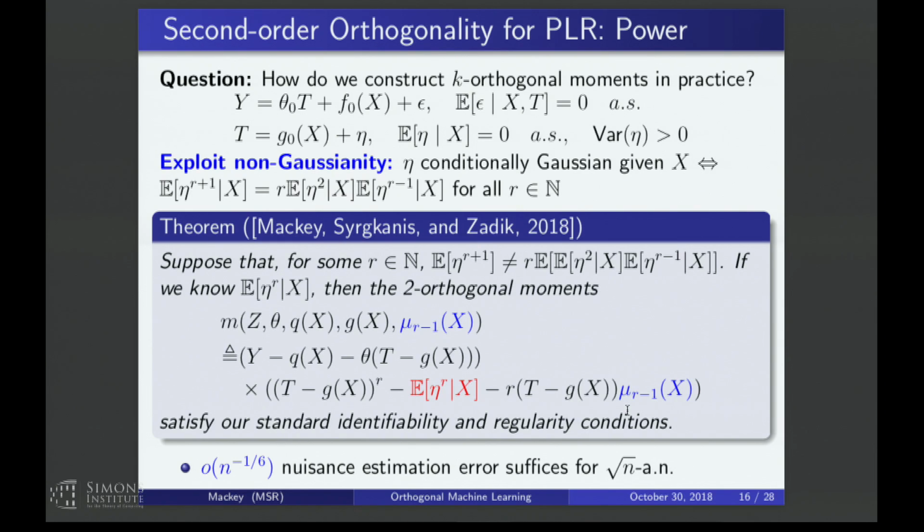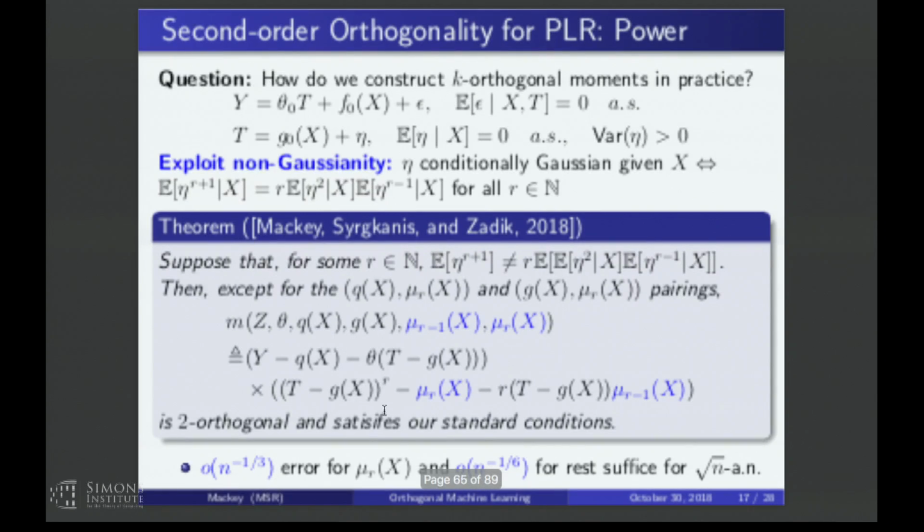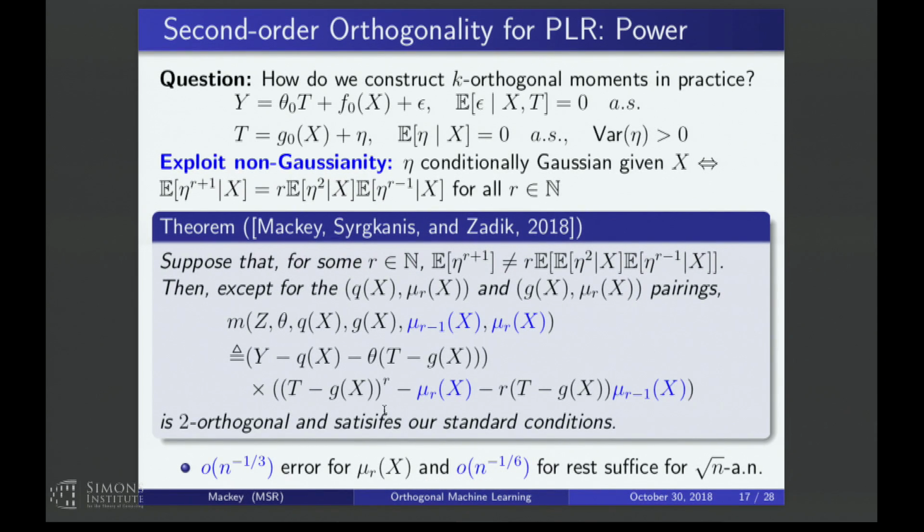But on top of that, I've actually required that you know something that you didn't have to know before, and that is this rth moment. So that maybe is a little bit annoying. If you know the rth moment, that's great, then you just go and happily use this. But what can we do if we don't know that? Well, there's a very similar moment function you could use that I would call almost two orthogonal. So instead of saying that you know the rth moment, we're just going to make that another nuisance function too.